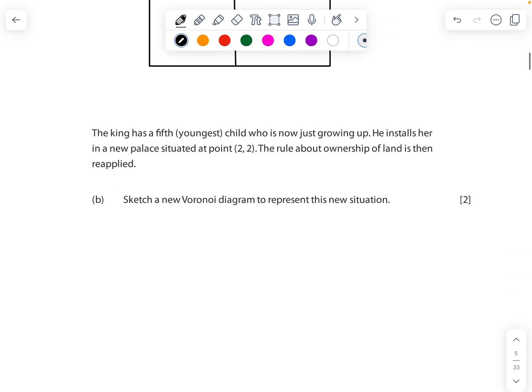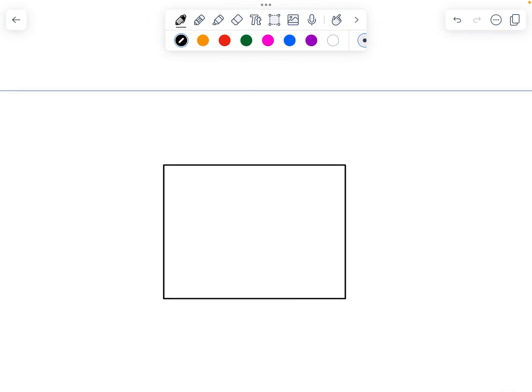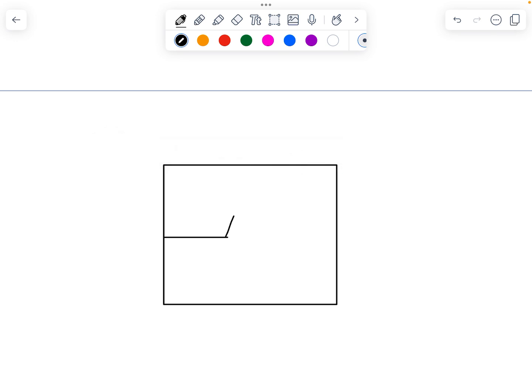The king has a 5th child who is now just growing up. He installs her in a new palace situated at (2, 2). The rule about the ownership of the land is reapplied. Sketch the Voronoi diagram. So now again it is a square, still a square land. Now these are the points of the original children, and the youngest child will be over here.